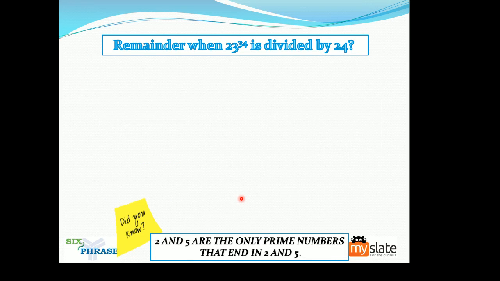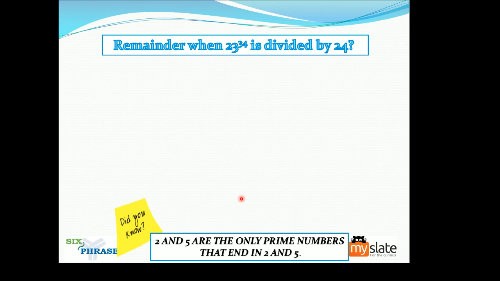Remainder when 23 power 34 is divided by 24. Okay, so by now I hope you guys know how to do these types of problems. Very easy one. 23 power 34 is divided by 24. The first step, what is the first step? So 2 power 35, that problem, how did you do it?